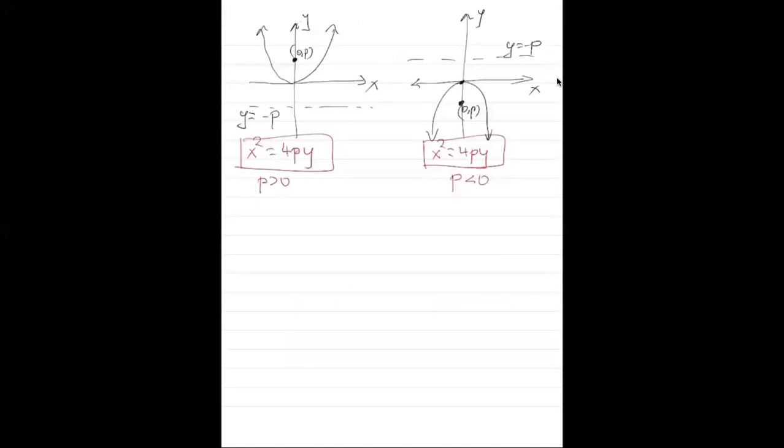Now, if we switch x and y, we get y squared equals 4px.